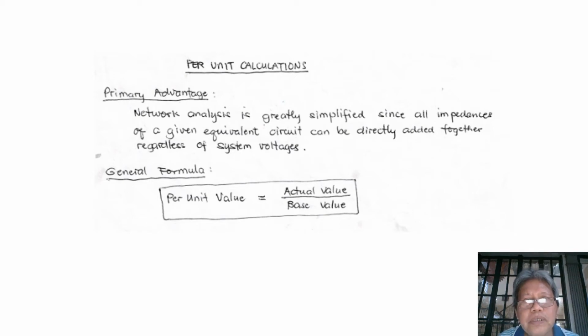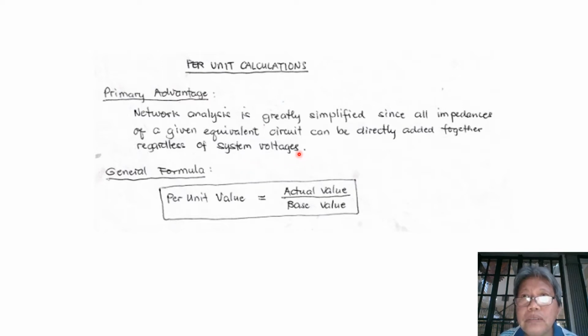Hi everybody. Our topic for this session is about per unit calculations. Now the primary advantage of using per unit calculation is that it greatly simplifies our calculation since all impedances of a given equivalent circuit can be directly added together regardless of system voltages.